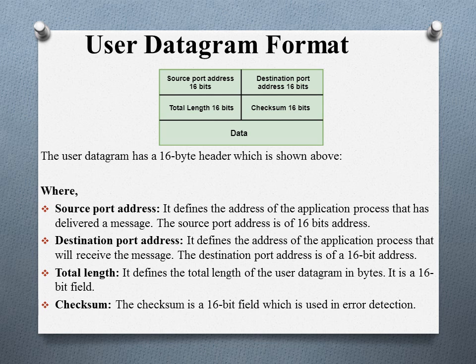User datagram format. The user datagram has an 8-byte header, as shown above, where the source port address defines the address of the application process that has delivered a message. The source port address is a 16-bit address. Destination port address. It defines the address of the application process that will receive the message. The destination port address is a 16-bit address.